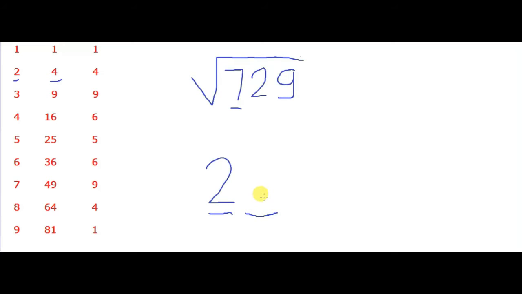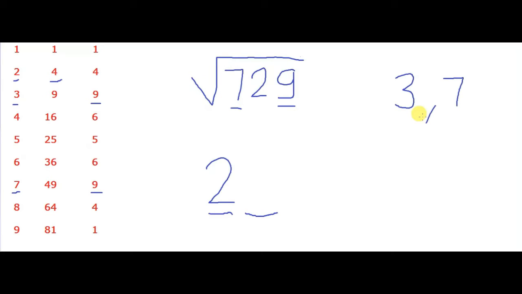For finding the second digit, we have to consider the last digit of this number, that is 9. So find this 9 in the last column. 9 occurs 2 times, here and here. The corresponding number in the first column for this 9 is 3, and for this 9 is 7. So we have two answers, that is 3 and 7. So our second digit may be 3 or 7. We have to find which is our second digit.